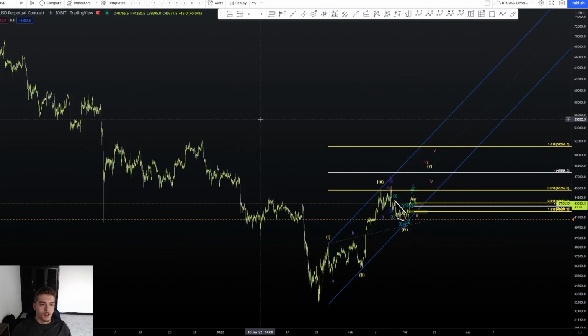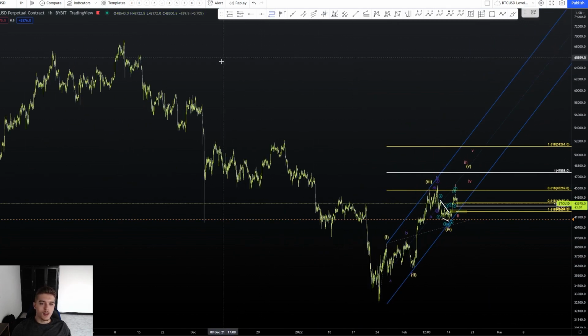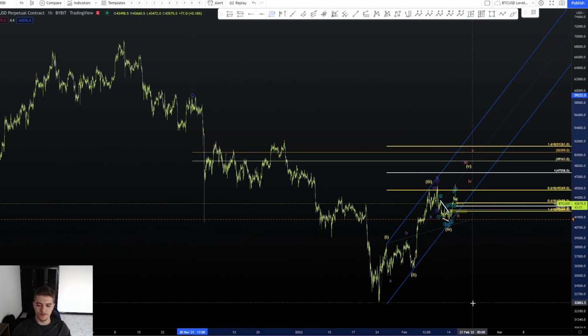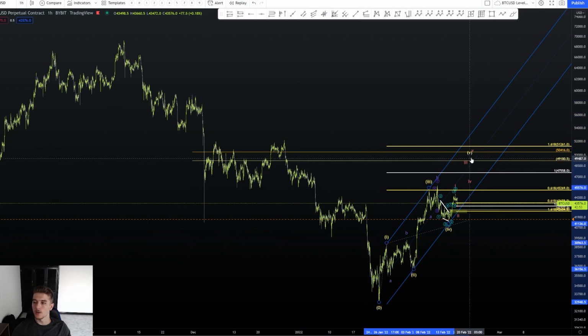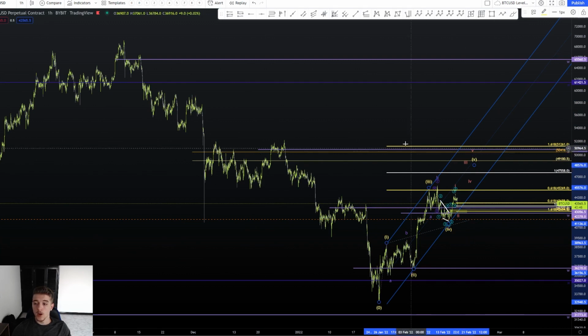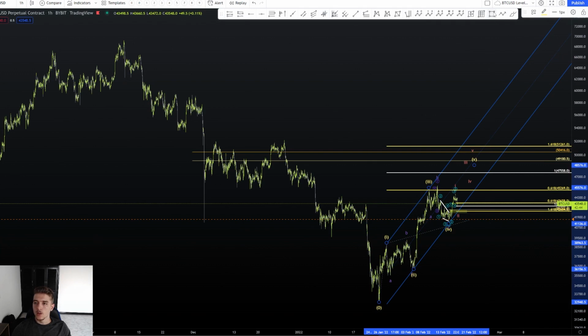So that could be a nice target for this wave 5, which would also come into this order block right here. Now above that, we have the golden pocket from this high to the very low down here, and that would come in around 49 to 50K approximately. So we could actually top out in this golden pocket right here. Let's see if we have any monthly, weekly levels up there. We have a weekly level right above this golden pocket.